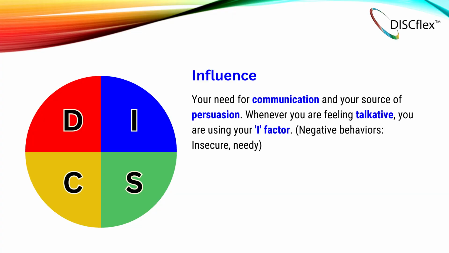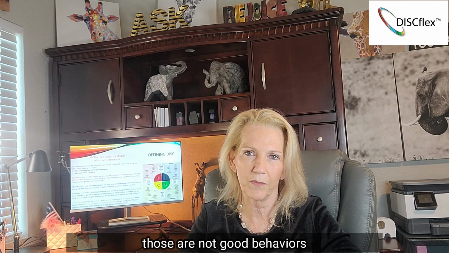The next thing we talk about is influence. This is your need for communication, your source of persuasion. Again, it's your extroverted factor where you're feeling talkative. Any of these situations where you feel like that, you're using your I factor. Some of the negative behaviors around the I factor are that you could feel insecure, that you could feel needy. Those are not good behaviors.